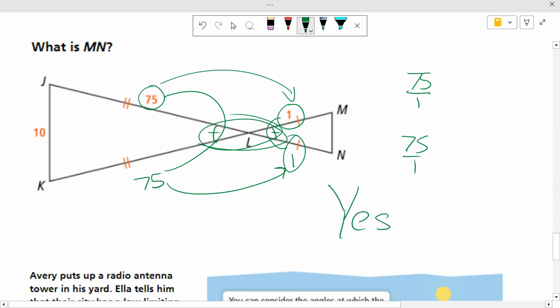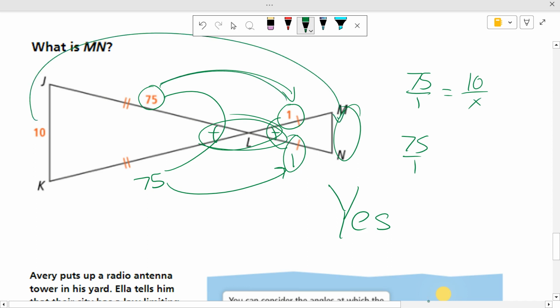Okay? Now it says, what is the length of MN? Okay? Well, 75/1 equals 10/MN. Okay? This over this equals this side over this side. How do we solve for that? How do you solve a proportion? It starts with a C. Cross multiply. So let's cross multiply.